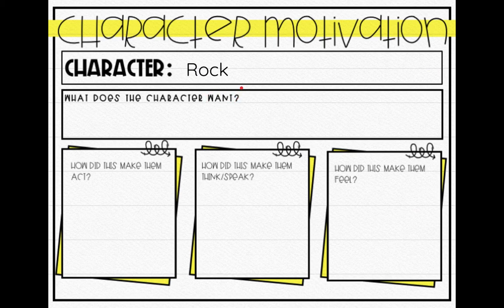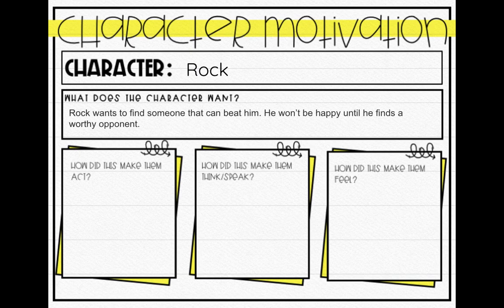So if I go back to that read aloud that we listened to, and I think about Rock, I think about how he fought the clothespin, he fought the apricot, and it said, "Smushing you has brought me no joy." And it's because he wants to find a worthy opponent. He wants to find someone that can beat him. Okay, he doesn't want to keep winning these really easy fights. He wants someone who's going to give him a run for his money.